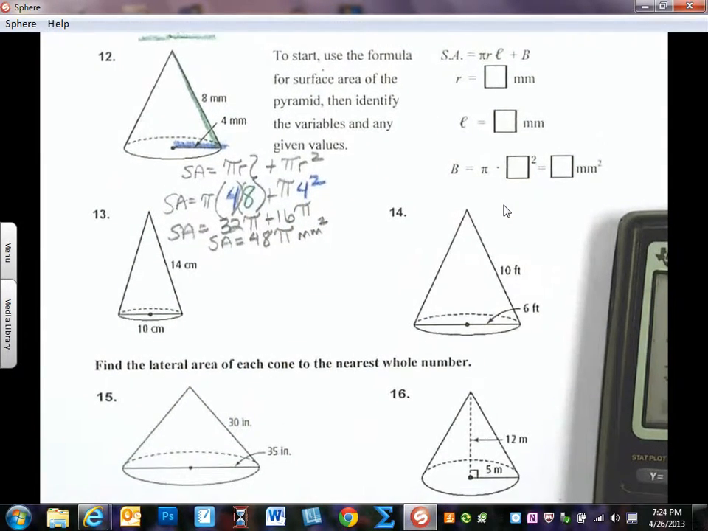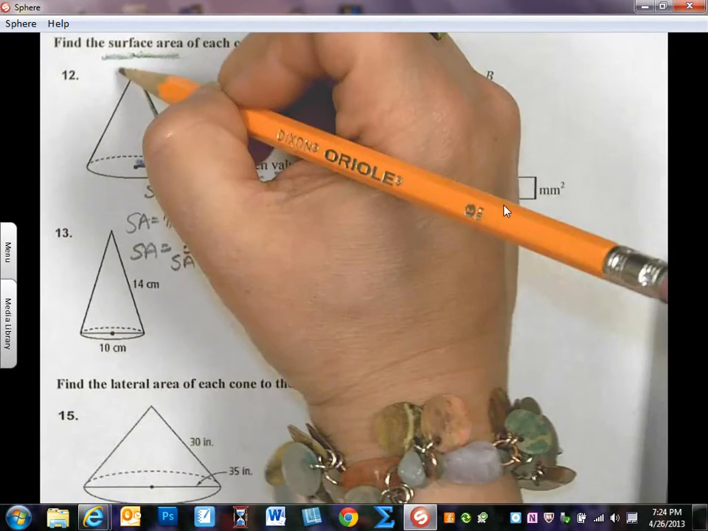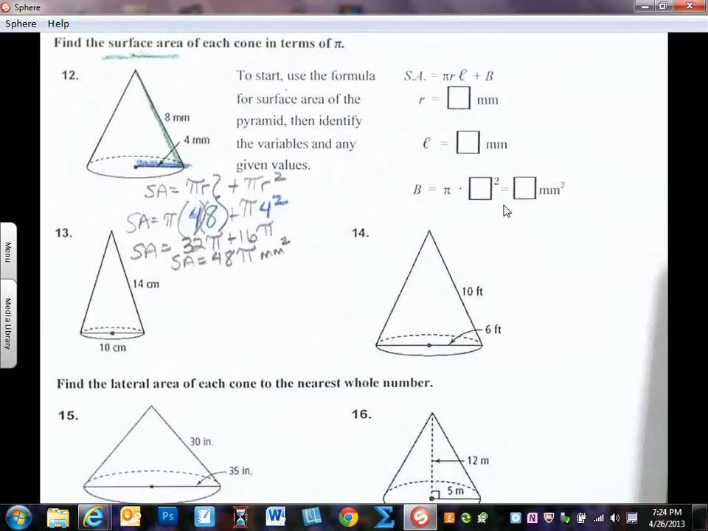And we're done. So surface area really isn't any different regardless of the figure. You're just using the formula. The most important thing to do is think about that slant height. That's the trick to these.